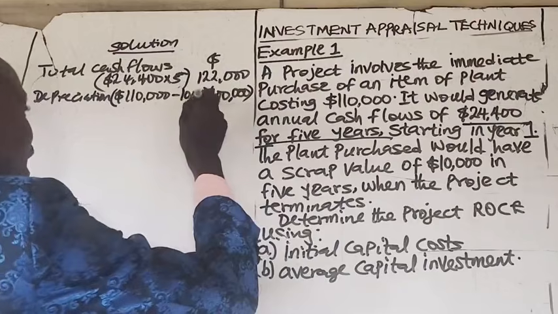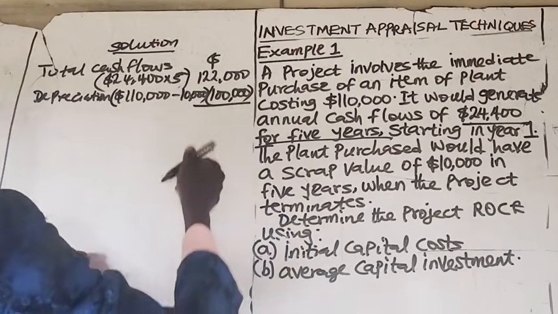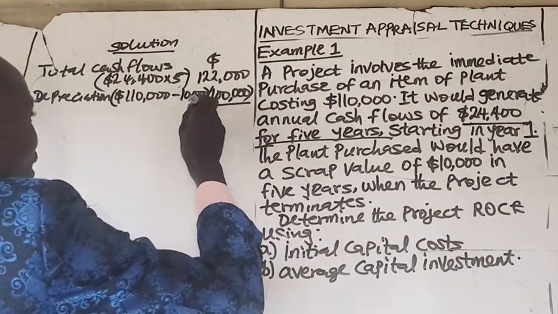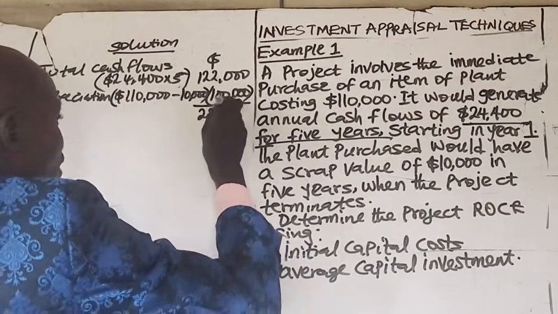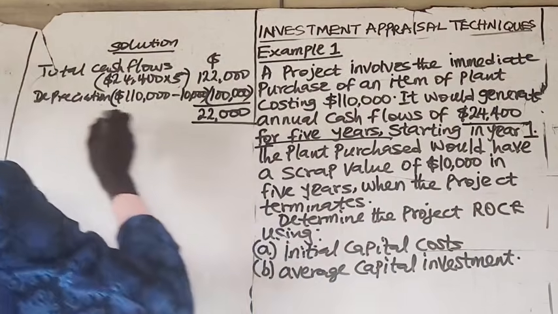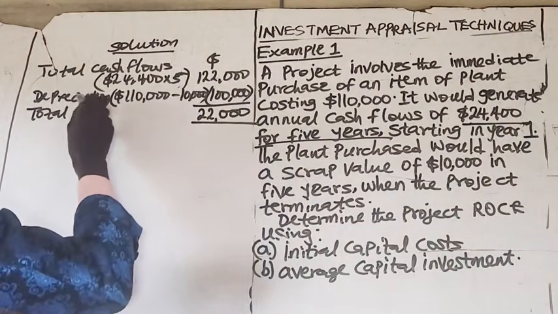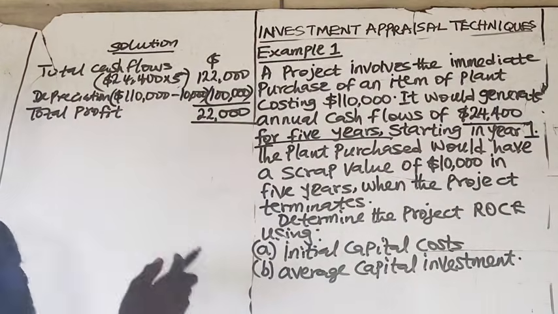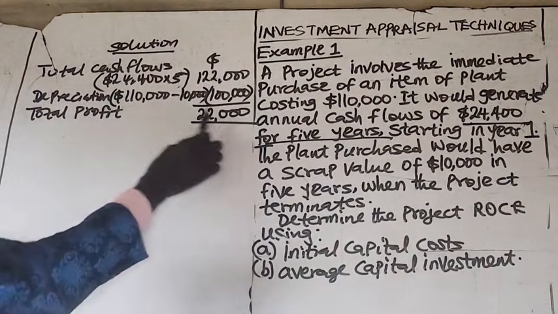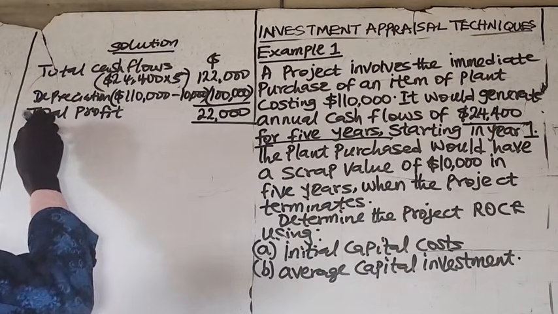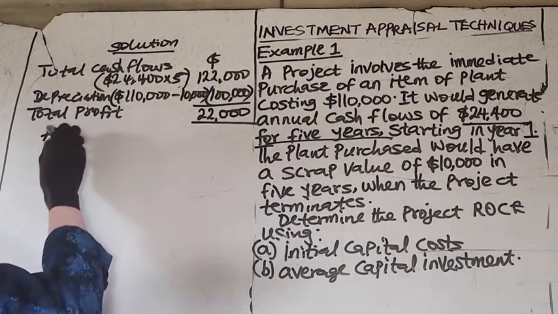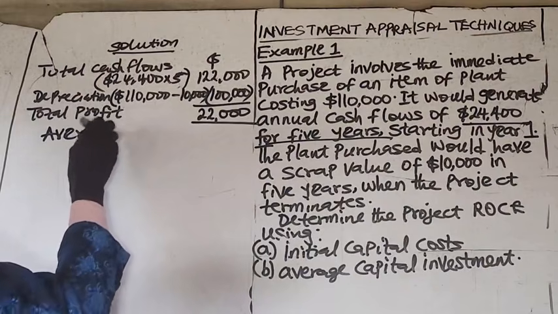If you subtract $100,000 from $122,000, you'll be left with $22,000. This $22,000 is the total profit. The total profit over the project life is $22,000. So average profit is what we have in the definition. Average annual profit.